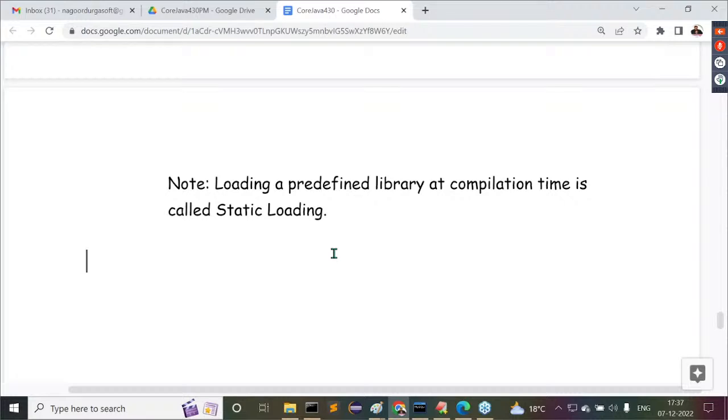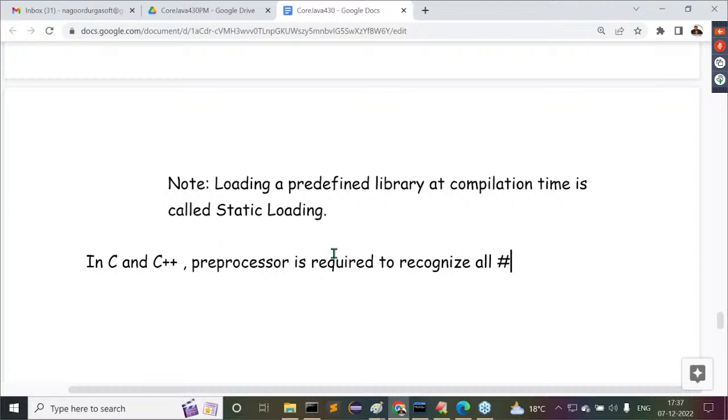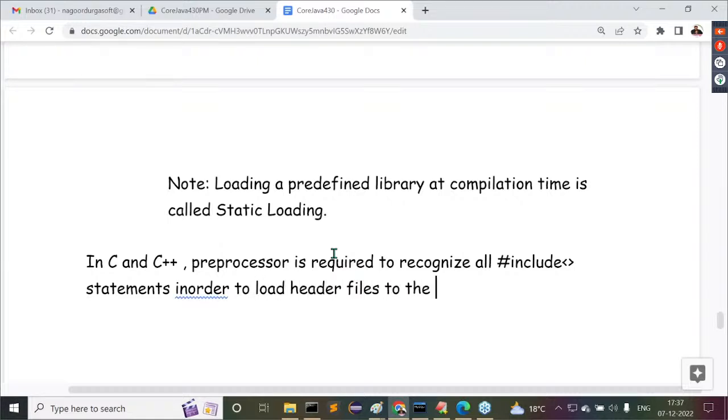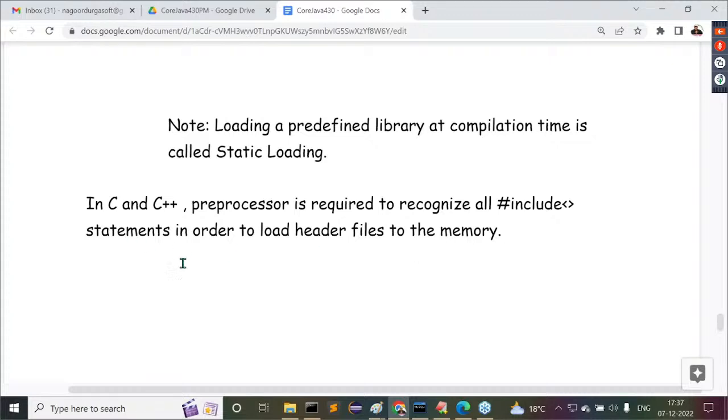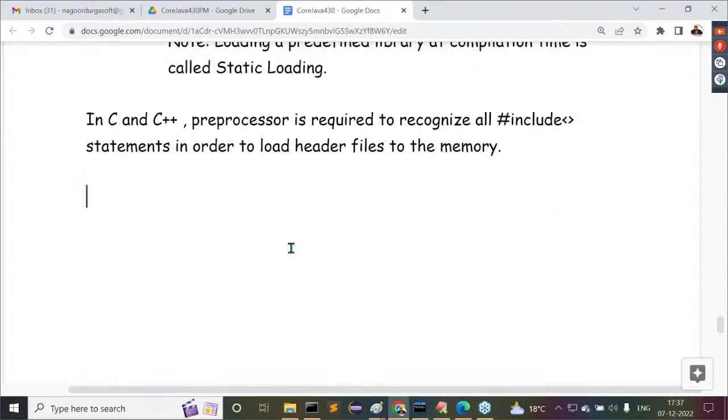Right, sir. In C and C++, the preprocessor is required. Why is the preprocessor required now? In C and C++, the preprocessor is required to recognize all hash include statements in order to load header files to the memory. To recognize hash include statements and to load header files content to the memory. Because of this reason, we require the preprocessor.